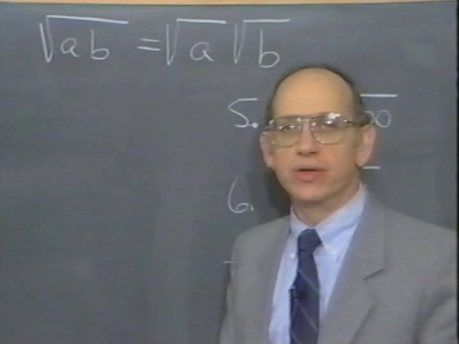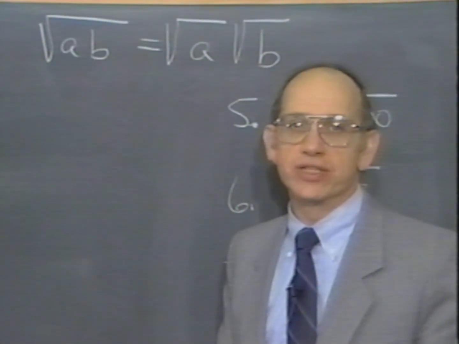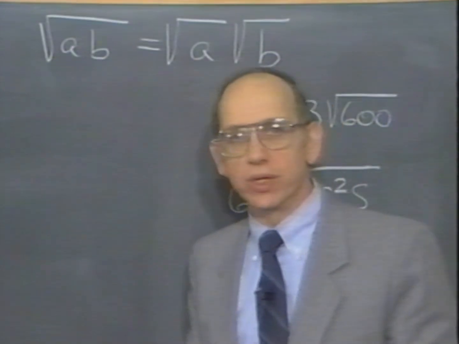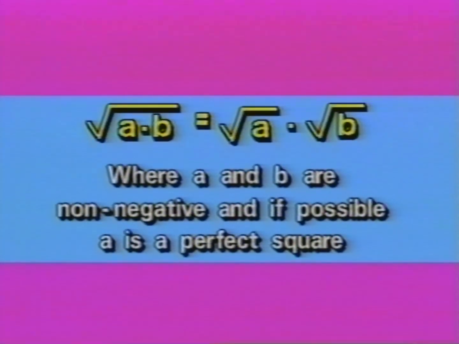In this section, we're going to simplify some radicals by using the rule the square root of ab is equal to the square root of a times the square root of b. Now, the way we can use this to simplify the radical is to take advantage of any perfect square that we can factor from the number under the radical sign, from the radicand.